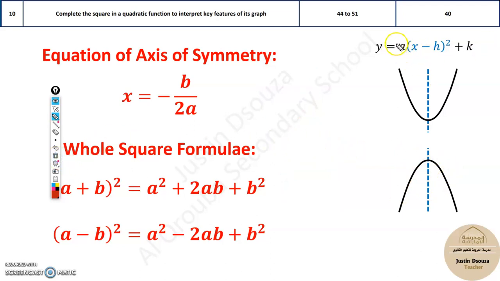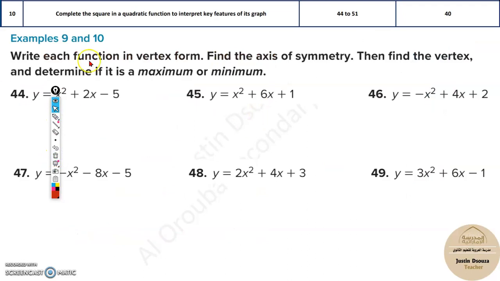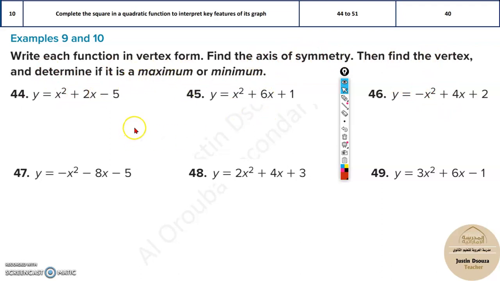And when it is positive over here, you can see the vertex will be at the bottommost point. This will be the minimum point. Whereas over here, when a is negative, it will be opening downwards, but you will have a maximum point. So these are a few of the things, and with this information, you can easily solve problems. You need to write these functions in vertex form, find the axis of symmetry, then find the vertex and determine whether it's maximum or minimum.